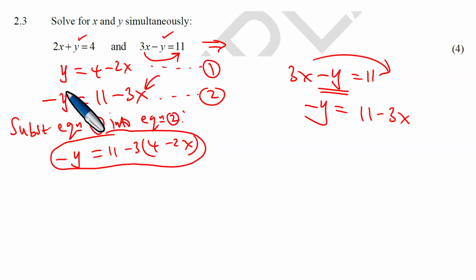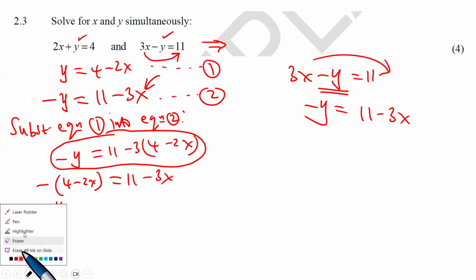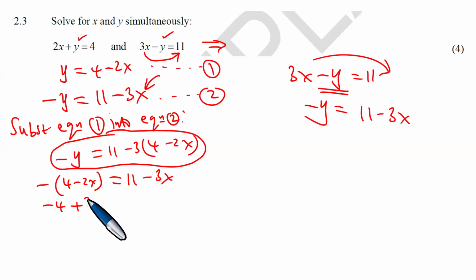There's y here, and y is 4 minus 2x, meaning in the place of y that appears in the next equation, you're going to put 4 minus 2x. And this 4 minus 2x is 11 minus 3x, but there's a negative in front. You see the negative in front? You're able to see it, correct? Okay, you distribute here. If you distribute, what do you get? You get minus 4 plus 2x equals 11 minus 3x.